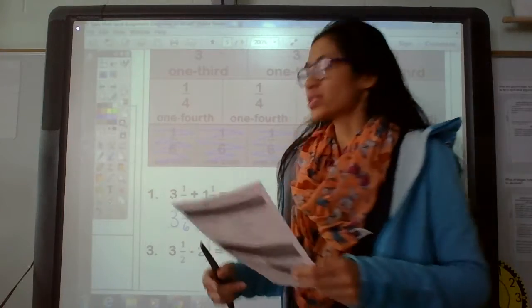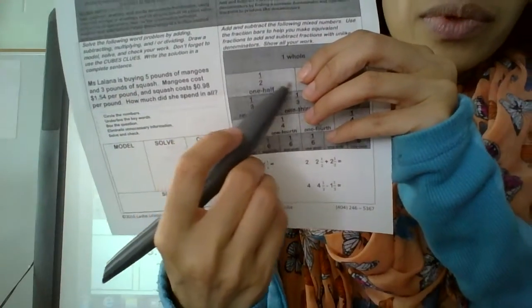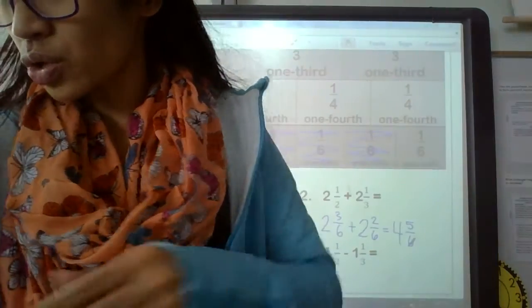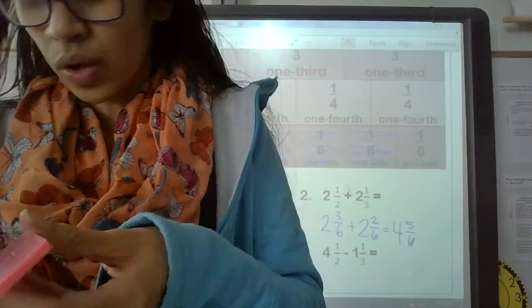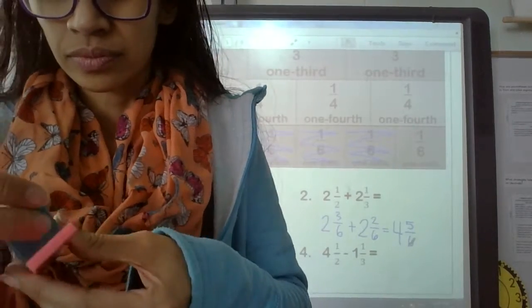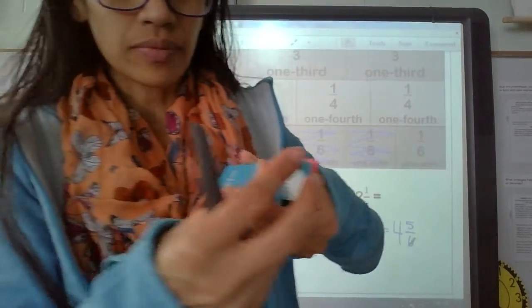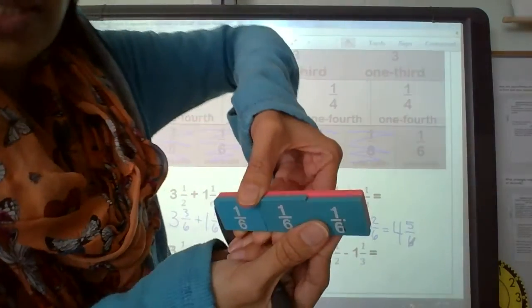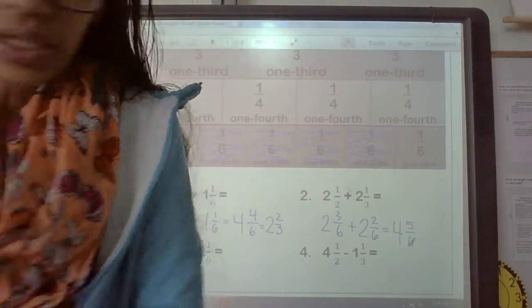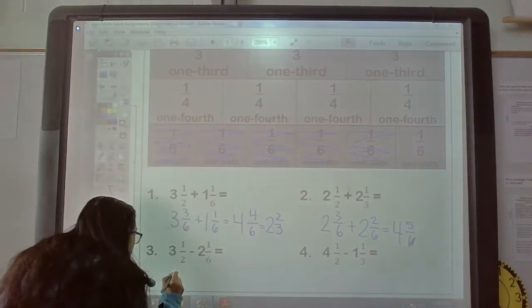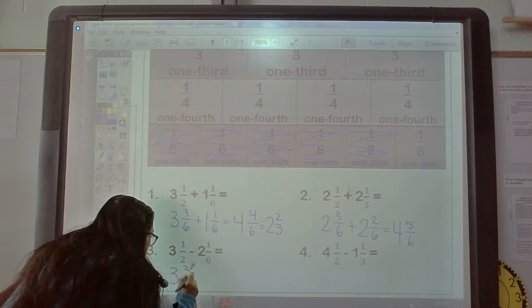So look at 1/2 and 1/6. Oh, do some of you already know? Look, there's 1/2. Ooh, look at that. Let me show you. And we did that. Look, 1/2 is the same thing as what? 3/6 right there. So let's write that down. 3 and 1/2 is the same thing as 3 and 3/6.